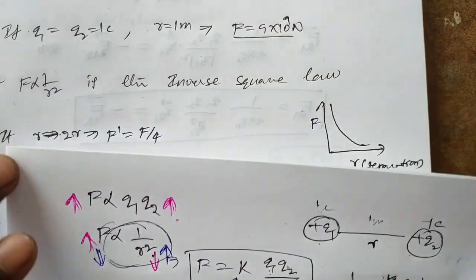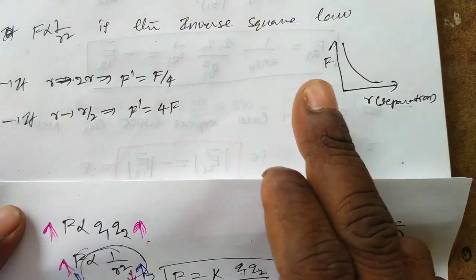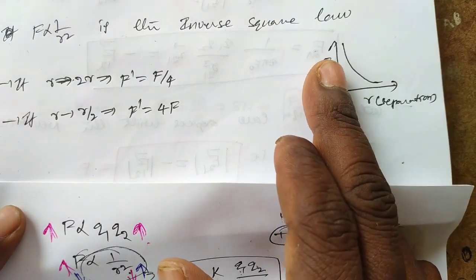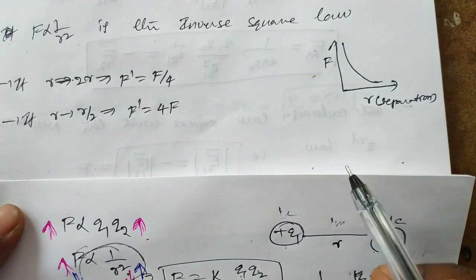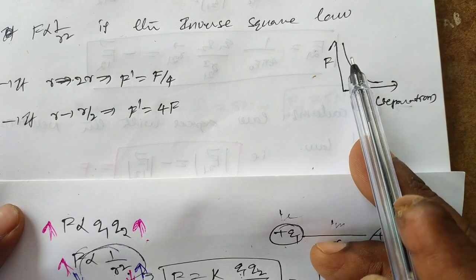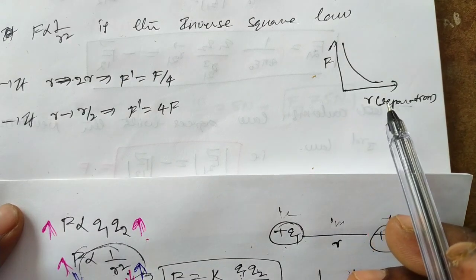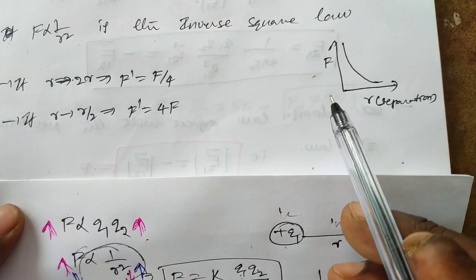The variation is like this: as the separation between the two charges increases, the force decreases. According to the graph in the diagram, the force decreases when the separation of the two charges increases. That is the inverse square law.